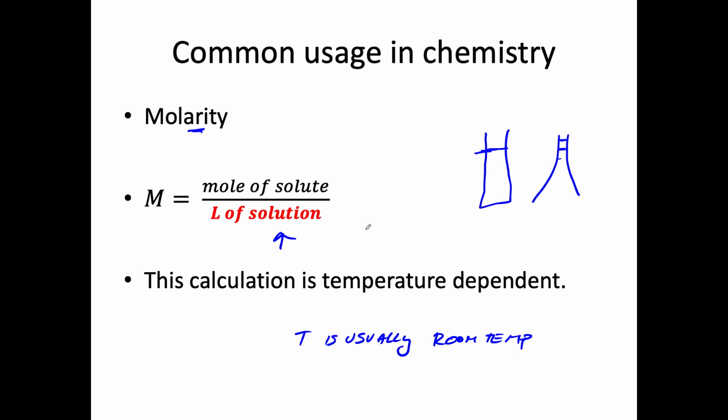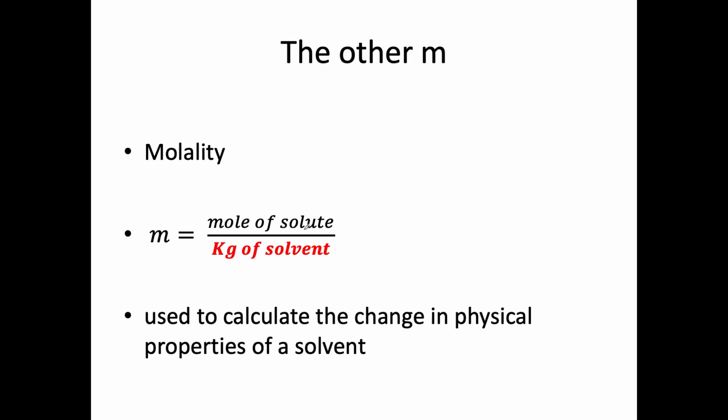So, keep the room temperature in mind: molarity is moles of solute per liter of solution. Now we have molality, with an L. Lowercase m is the designation, moles of solute per kilogram of solvent. And we use this to calculate physical changes of a property of a solvent, like freezing point depression and boiling point elevation, which we're going to do at the end of this chapter.